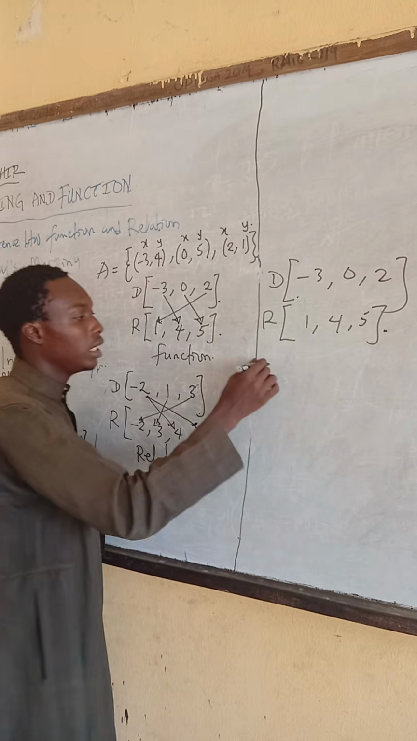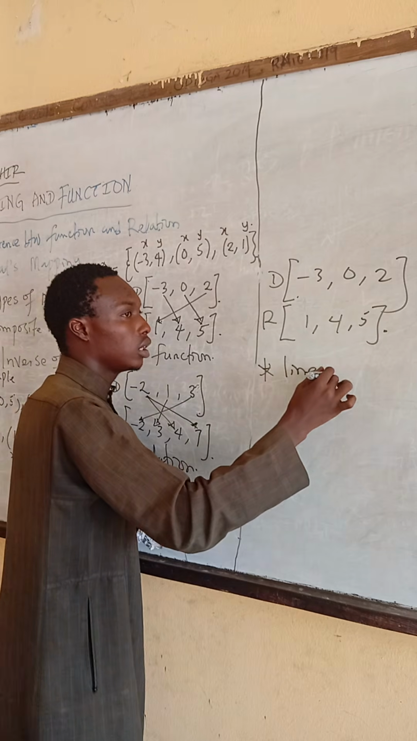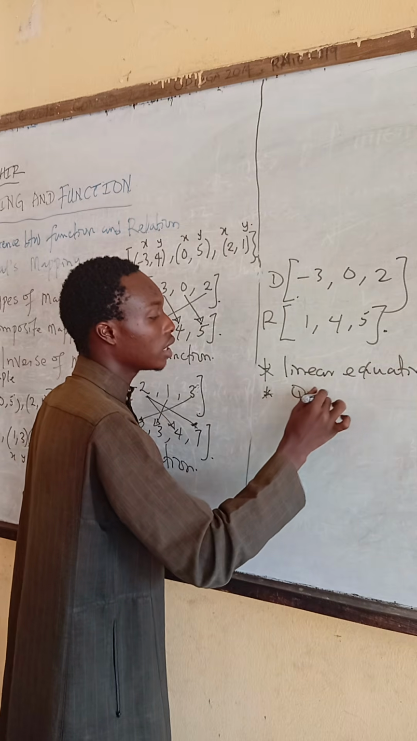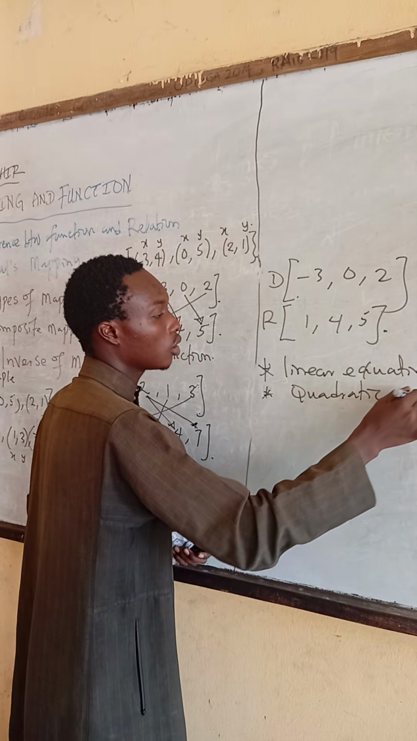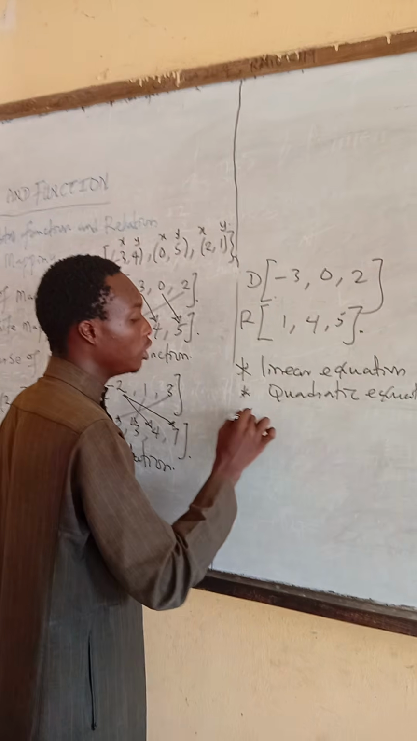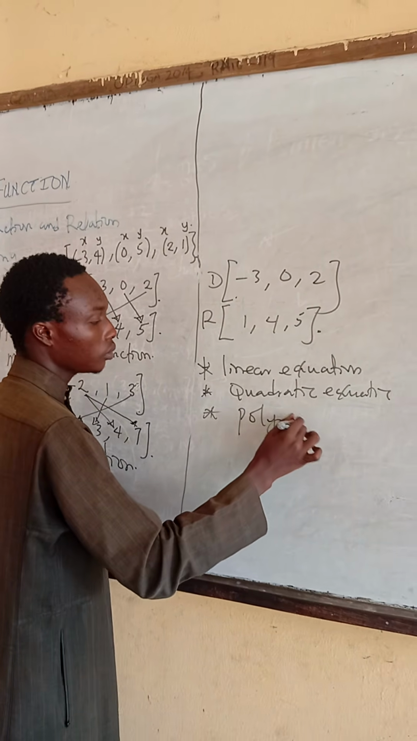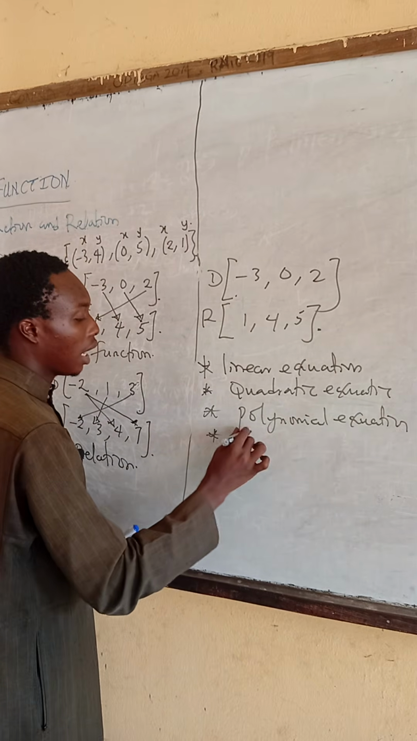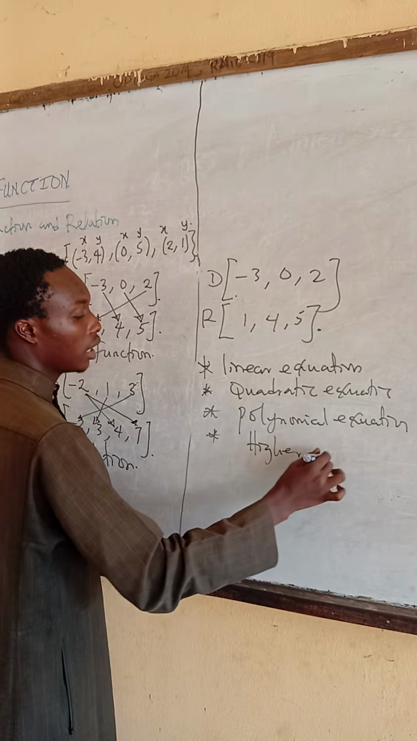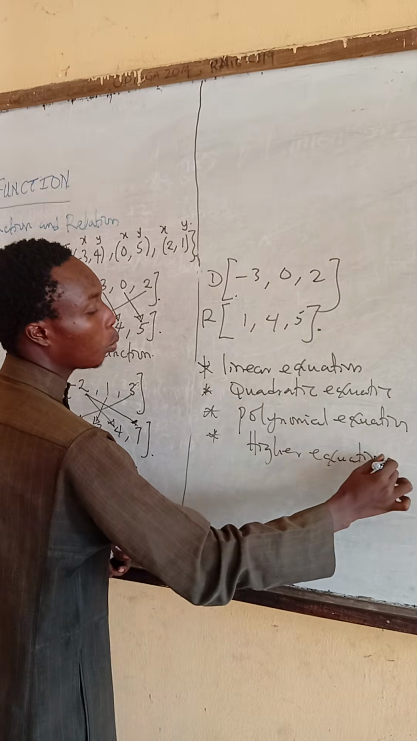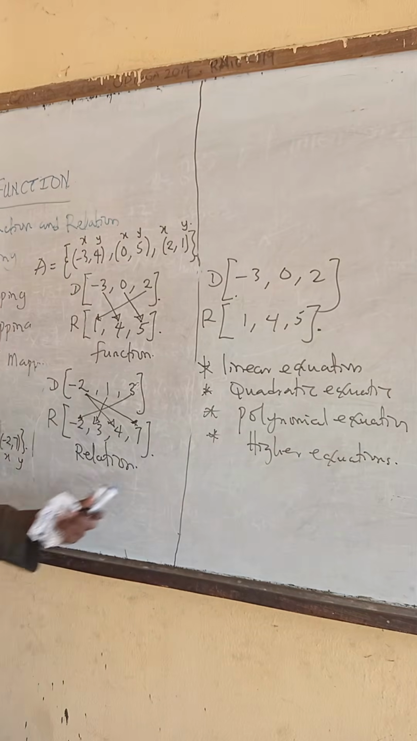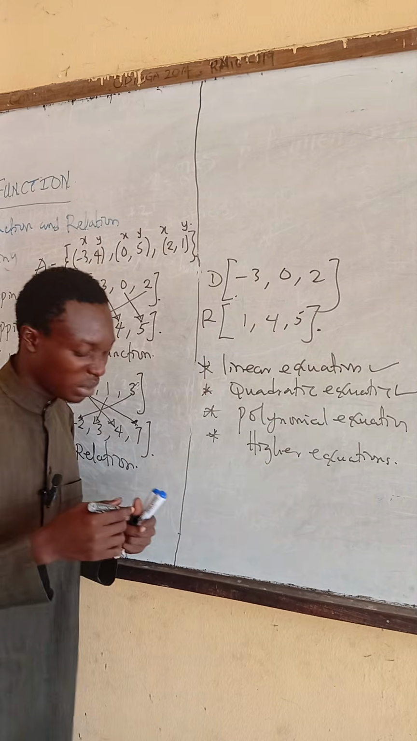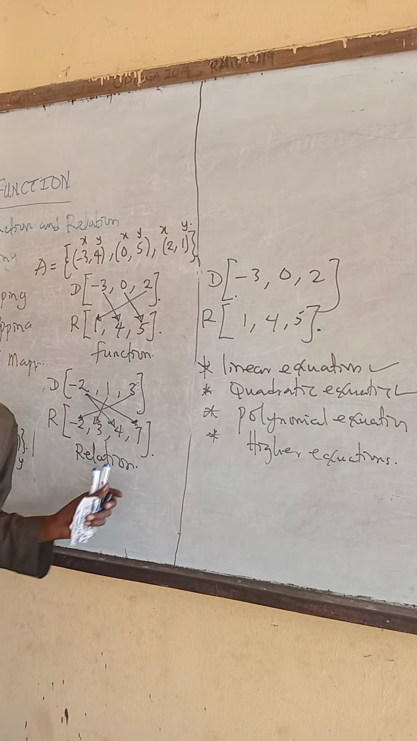Your rule can be a linear equation. Your rule can be a quadratic equation. Your rule can be a polynomial equation. And your rule can be higher equations. But based on your level and at basics, you always deal with either linear or quadratic. Most of the functions that you'll be given are always either linear or quadratic.